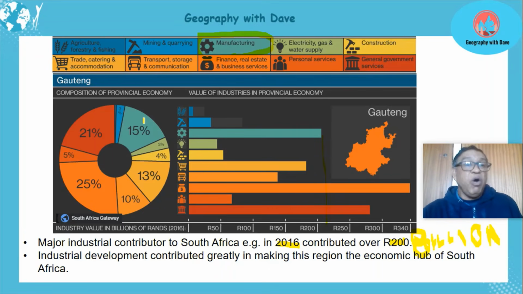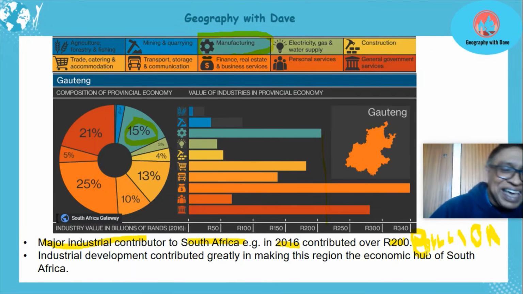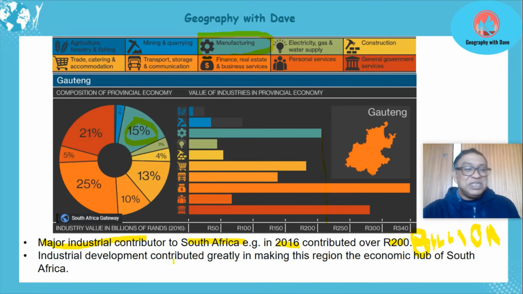And of course, looking at this, it's 15%. Massive in terms of this region. So we can see it is a major industrial contributor to South Africa. And I do apologize, but you can see my billion there. So industrial development contributed greatly to making this region the economic hub of South Africa.